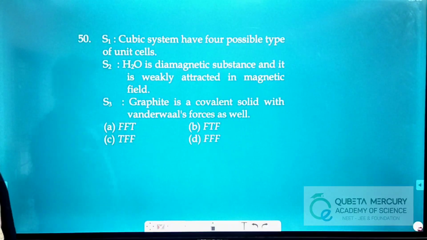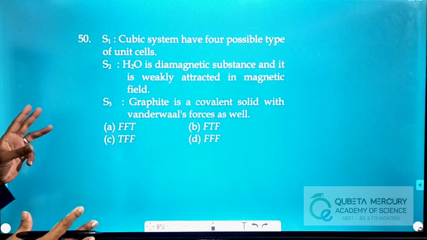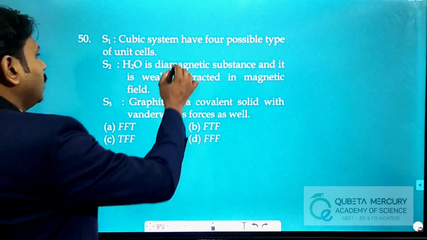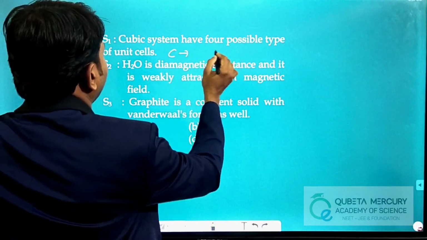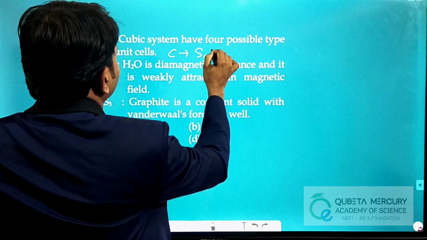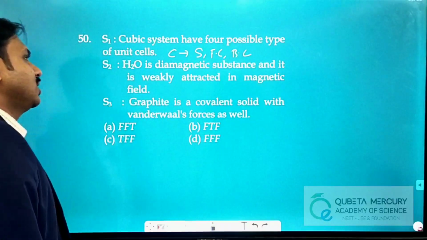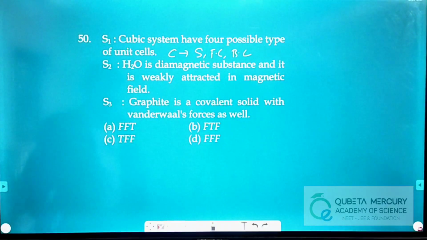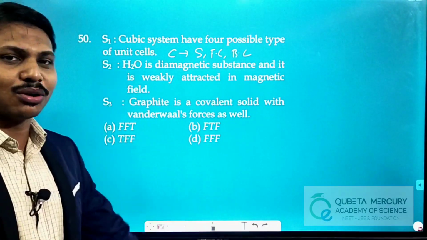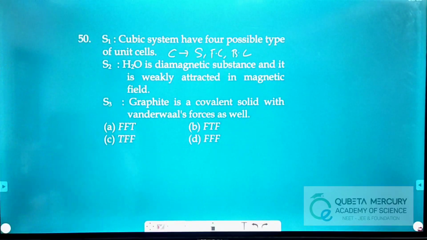Okay, so the last question. Statement 1: the cubic system has 4 possible types of unit cell. The cubic system has only 3: simple cubic, face centered cubic, and body centered cubic. Only 3 are possible, so statement 1 is wrong. Among the options, 3 of them start with wrong, so we cannot directly write the answer.